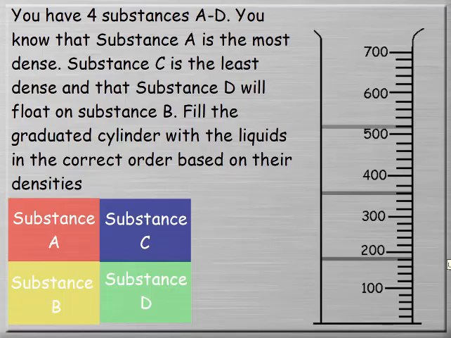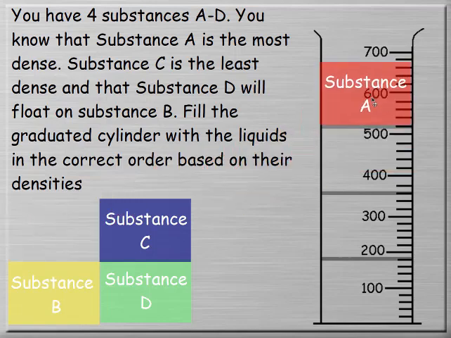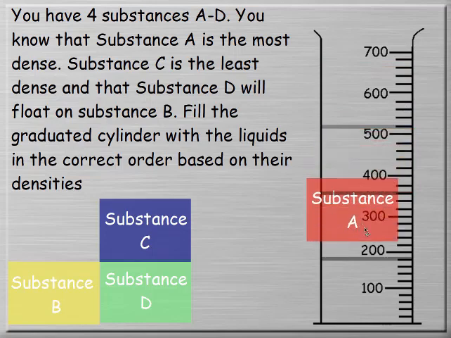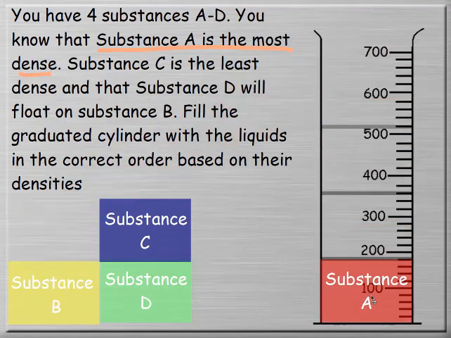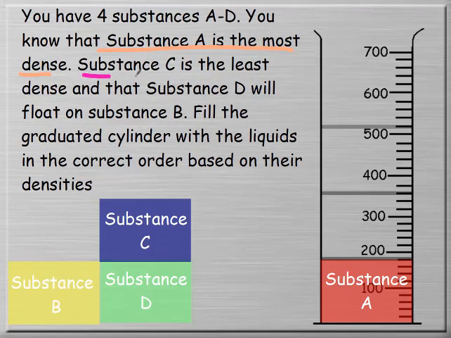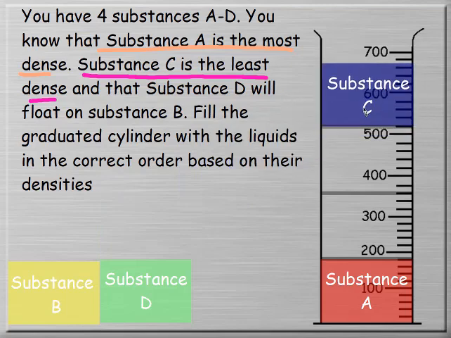Go ahead and pause the video and figure out how these four substances would fill the graduated cylinder on the right. Figure out on substance A, would it be the top, second, third, fourth, and so on. So substance A is the most dense. Because substance A is the most dense, it should be at the bottom of the graduated cylinder. Substance C is the least dense, so substance C should be on the top.